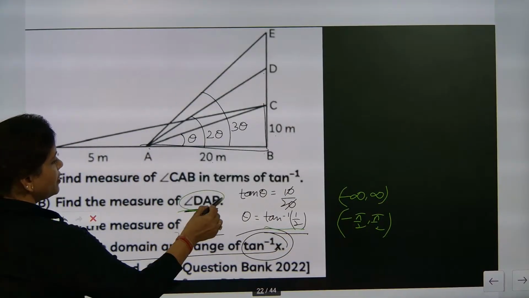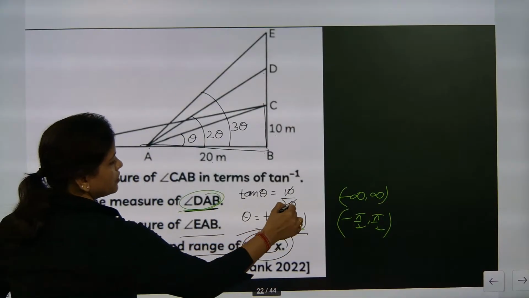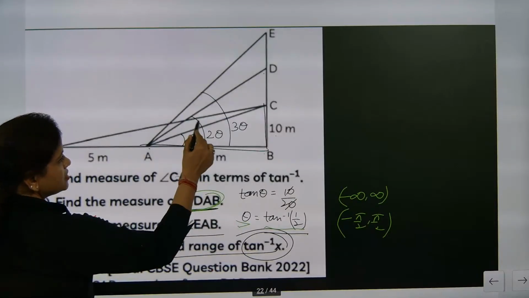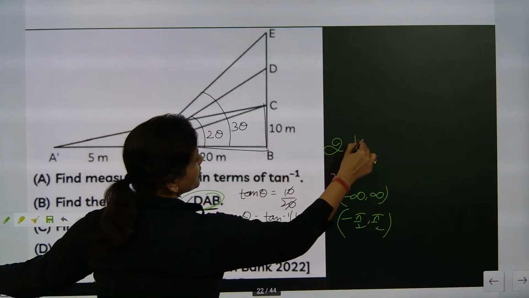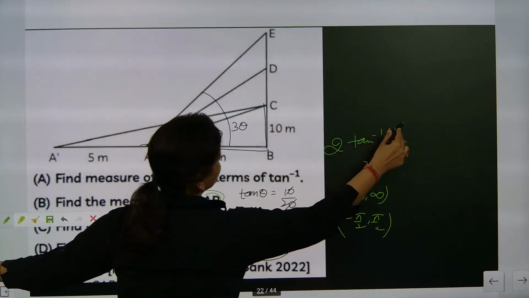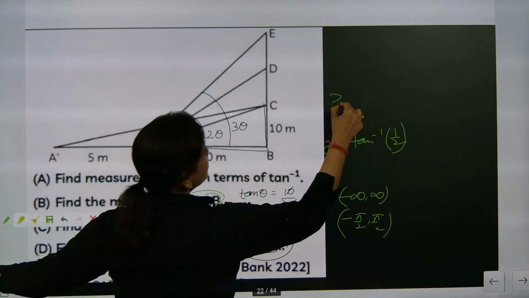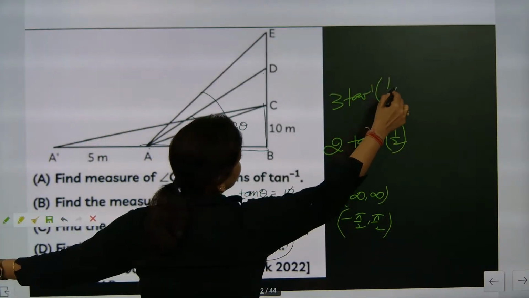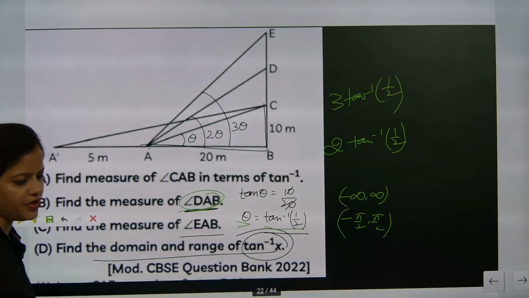So DAB will become what? 2 times 2 theta now. This is 2 theta. So this will become 2 tan inverse 1 by 2. And for angle EAB, it will become 3 tan inverse 1 by 2. So like this, we will be solving the question.